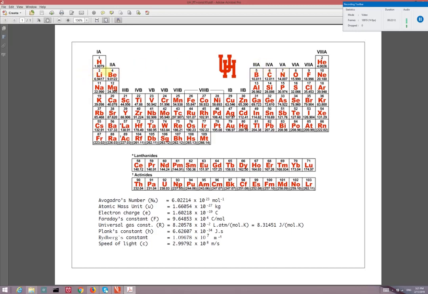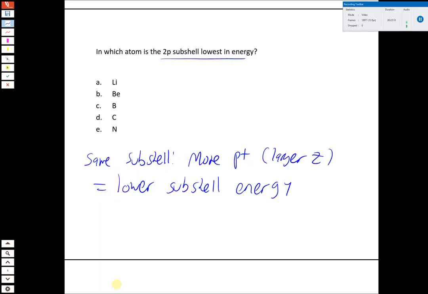That means they have 3, 4, 5, 6, 7 protons respectively. So this is going to be Z equals 3, Z equals 4, Z being the number of protons in the nucleus, of course, Z equals 6, Z equals 7. So that's the order that they come in. So the one that should have the lowest subshell energy is choice E, nitrogen.